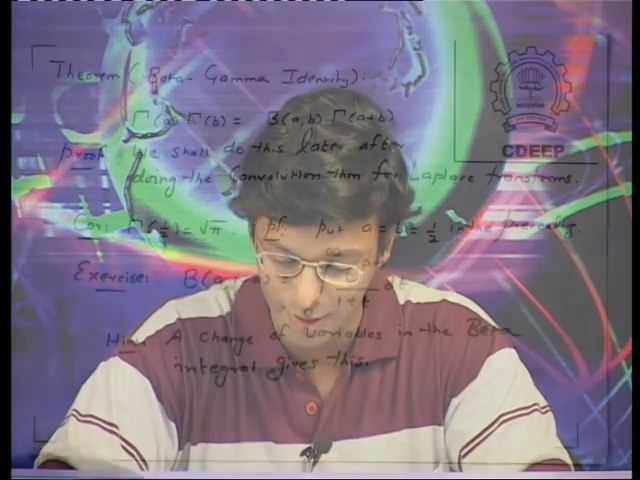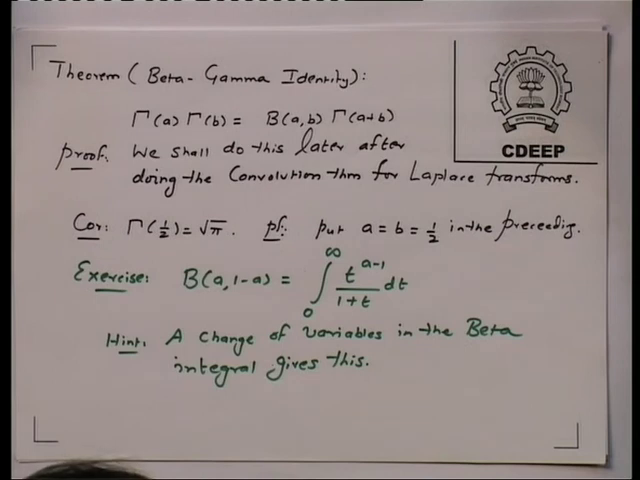And here is the beta gamma relationship. Gamma a, gamma b equal to gamma of a plus b into beta of a comma b. You can see it here. Gamma a into gamma b equal to beta a comma b into gamma a plus b. We shall prove this later in the chapter on Laplace transforms.